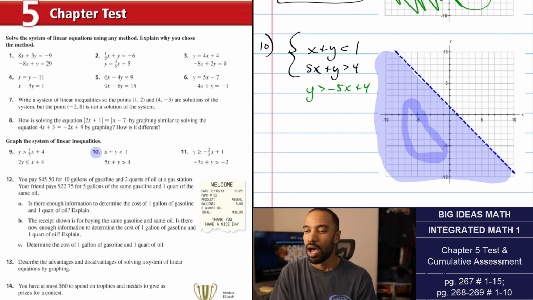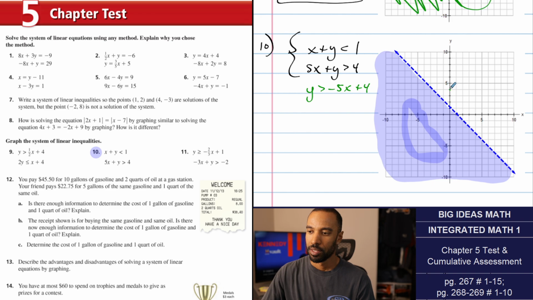So there's that. The next one is going to be y is greater than -5x plus 4. So this is down 5, right 1. It's okay that these don't intersect at a perfect place or anything like that. It's just about the overlapping shaded region anyway. So also a dashed line.